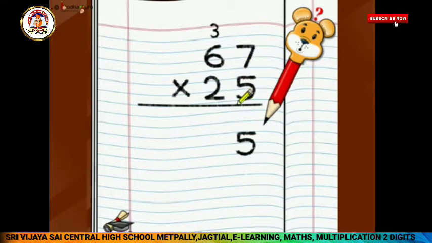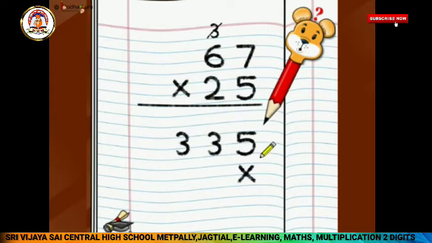Now again we take the same 5 of the multiplier and multiply with the left digit of the multiplicand. 5 sixes are 30. 5 multiplied by 6 is 30, plus 3 from the carryover, which becomes 33. And we cross it so that we are done with this. Now what do we do here? Should we start multiplication? No. First put an X.